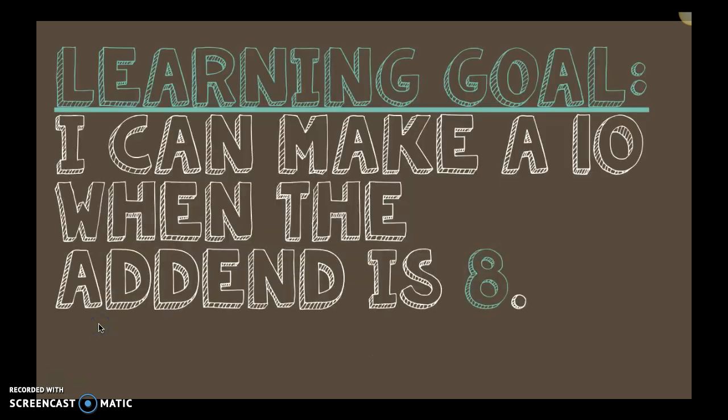Now keeping that in mind for today, our learning goal says I can make a 10 when the add-in is 8. We're going to practice seeing an 8 when we add and then turning it into a 10 plus number sentence to make it a little bit simpler for us to add.